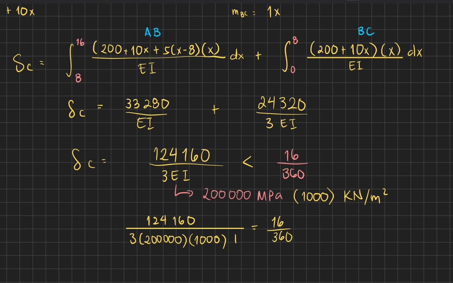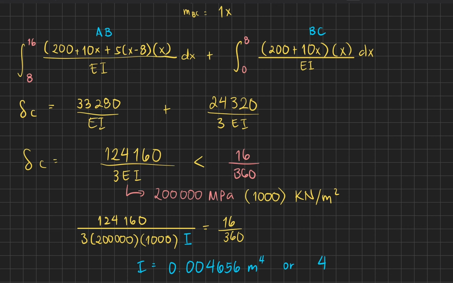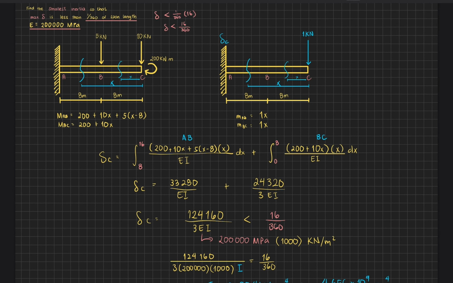Again, ika-calculator natin. Ito pala yung I na hinahanap. Ang I natin is equal to 0.004656 meter raised to 4 or 4.656 times 10 raised to 9 millimeter raised to 4. That will be the smallest amount of inertia we need para yung maximum deflection is less than 1/360 of our span length.